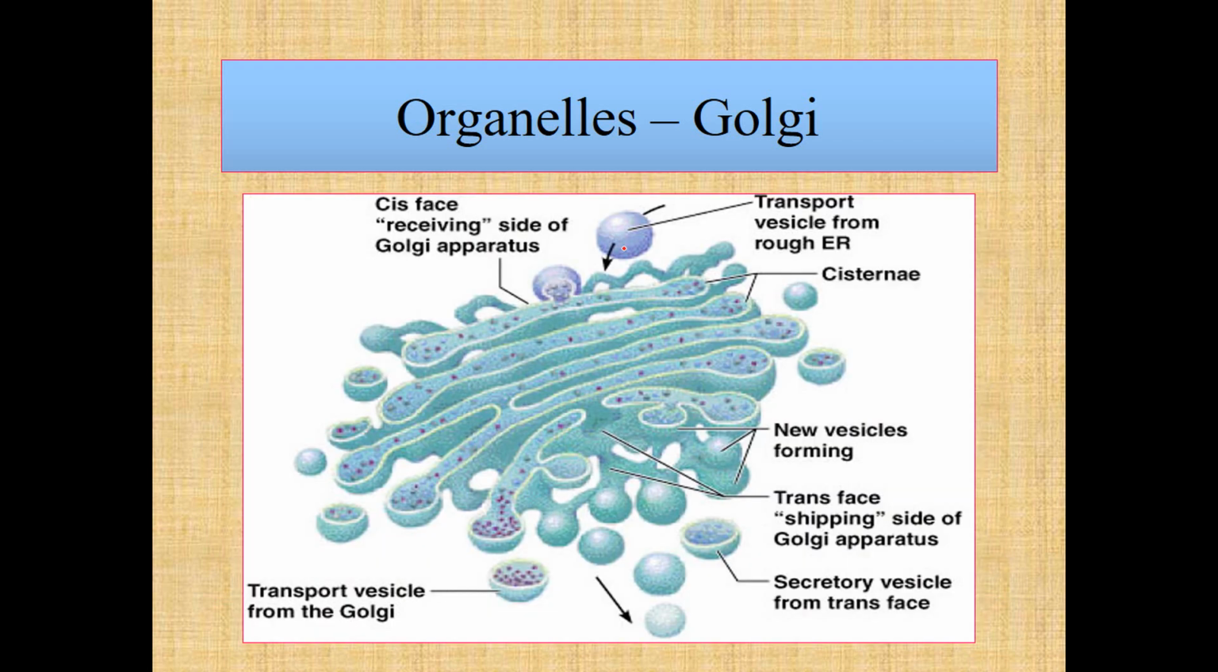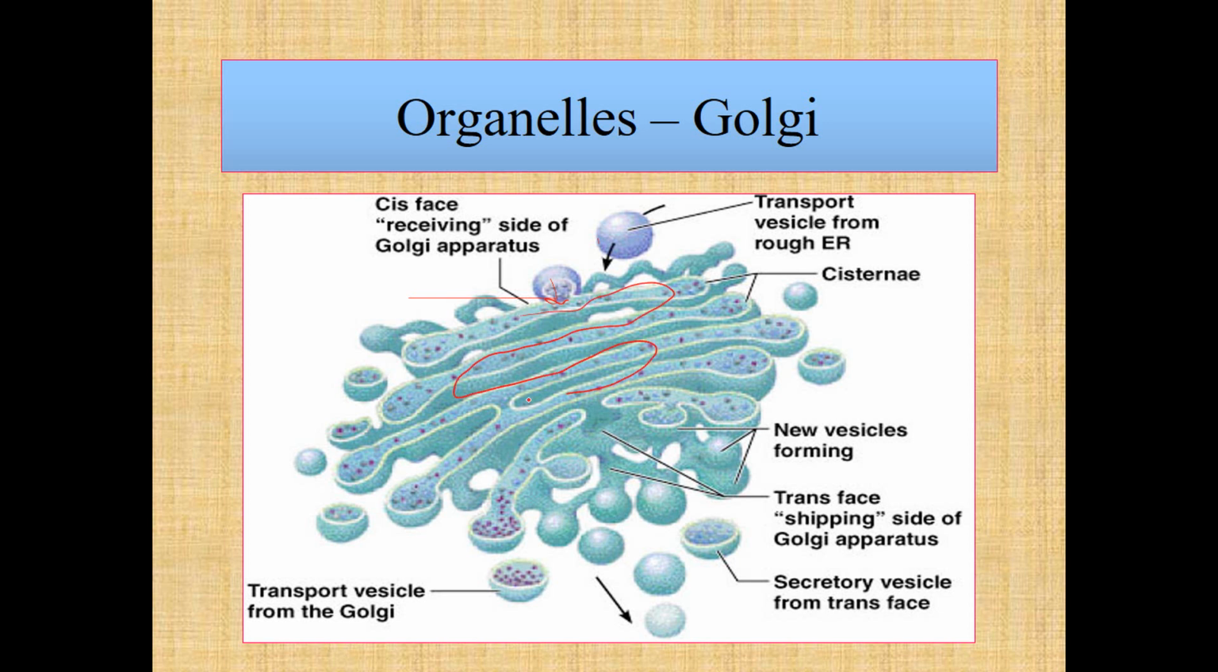So think about this. We have the rough ER. The rough ER has ribosomes attached that were made from the nucleolus. It's going to make a protein. It will pinch off because that rough ER is made up of membrane. So it'll just pinch off and make this vesicle. This vesicle will then fuse with the Golgi because the Golgi is also made up of membrane.